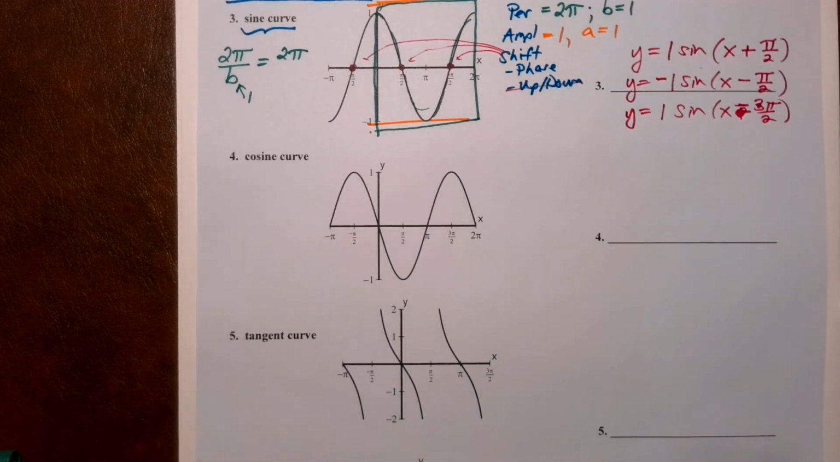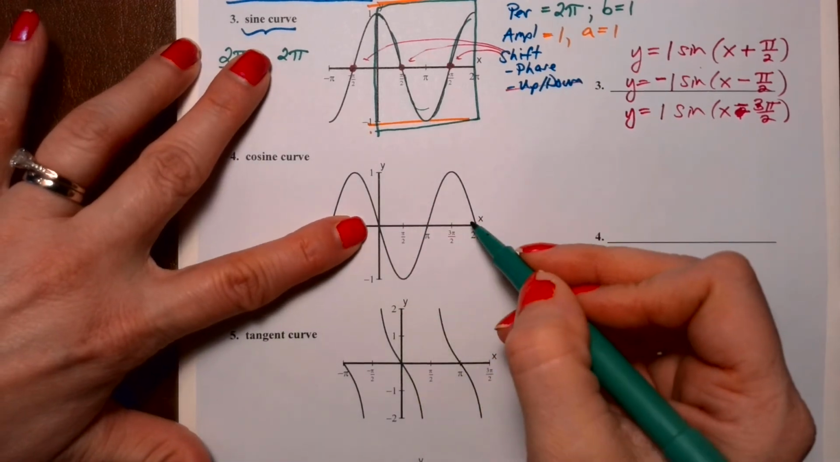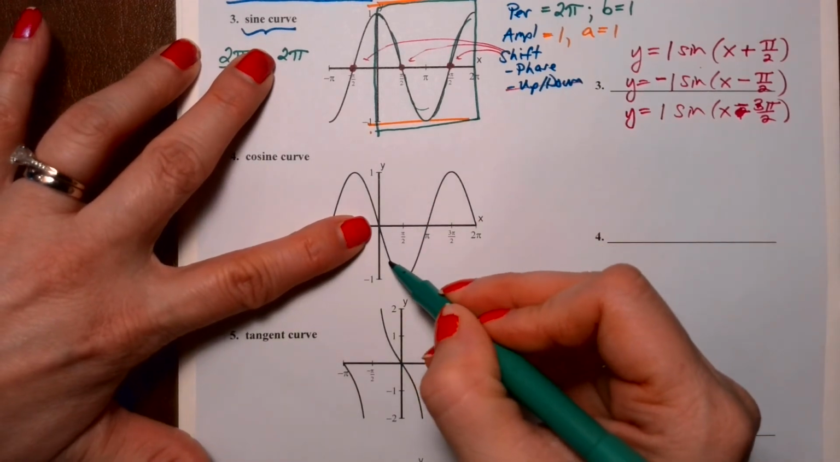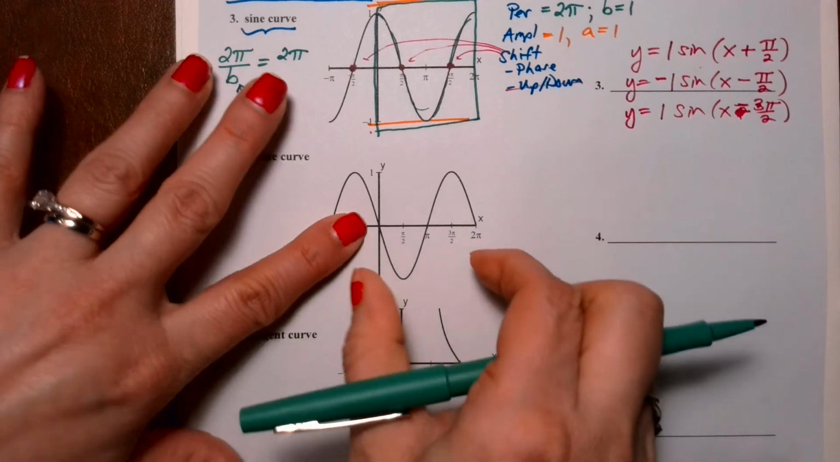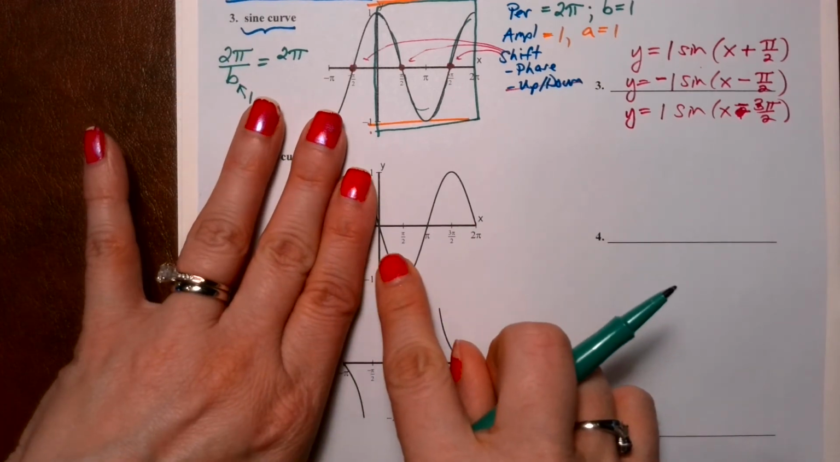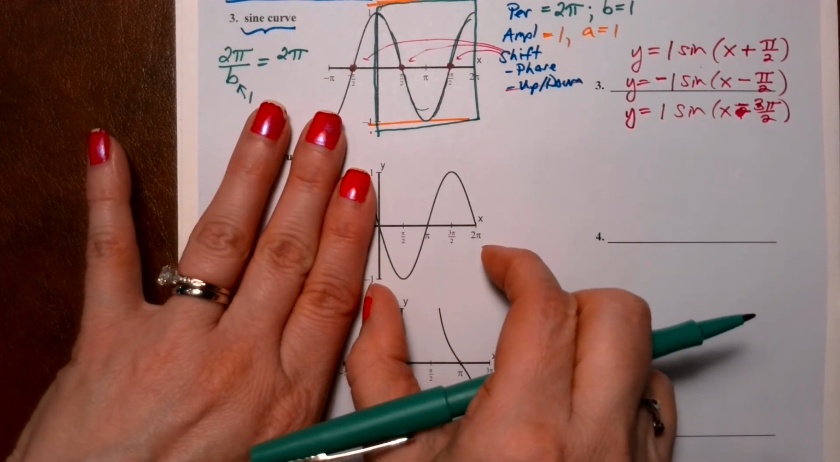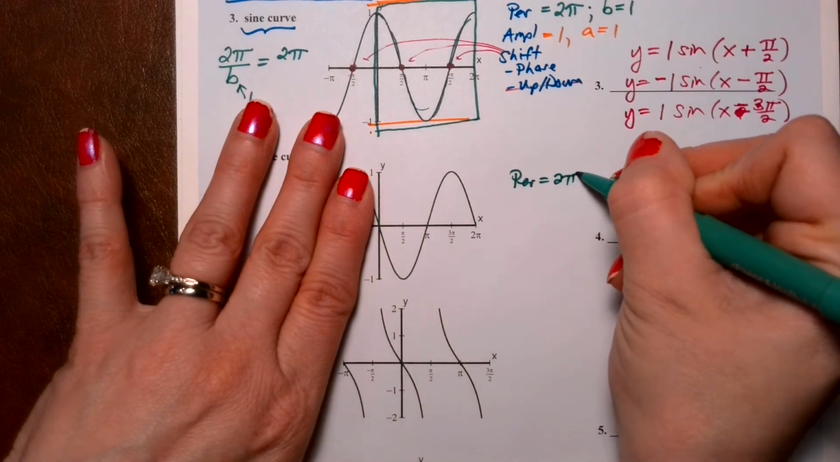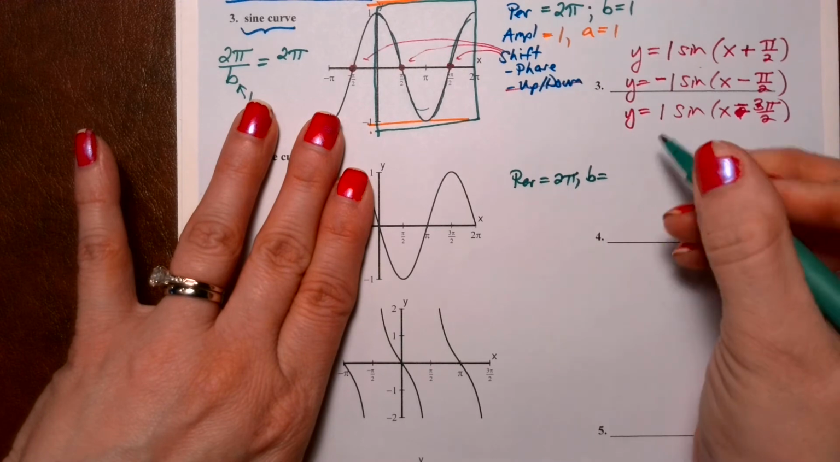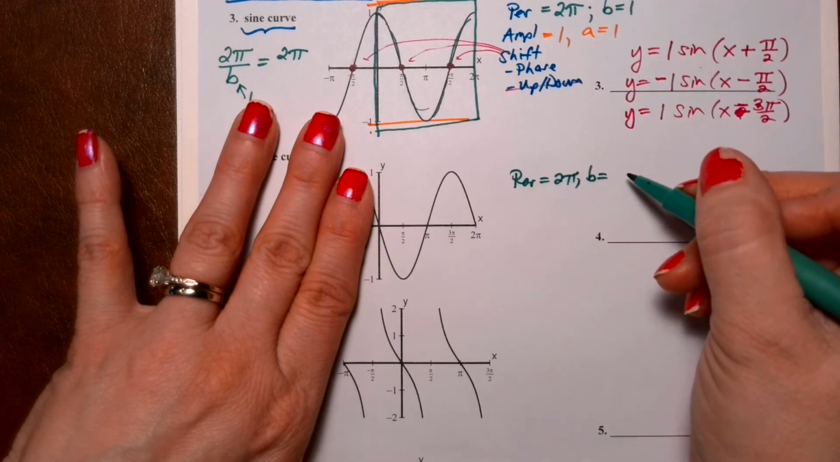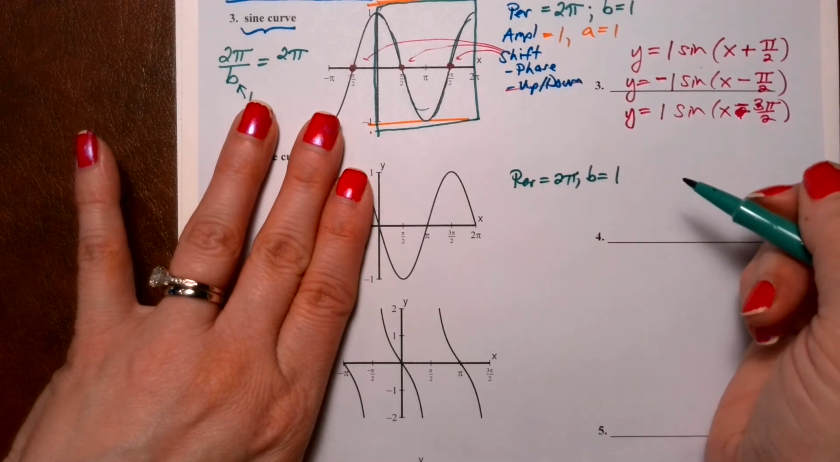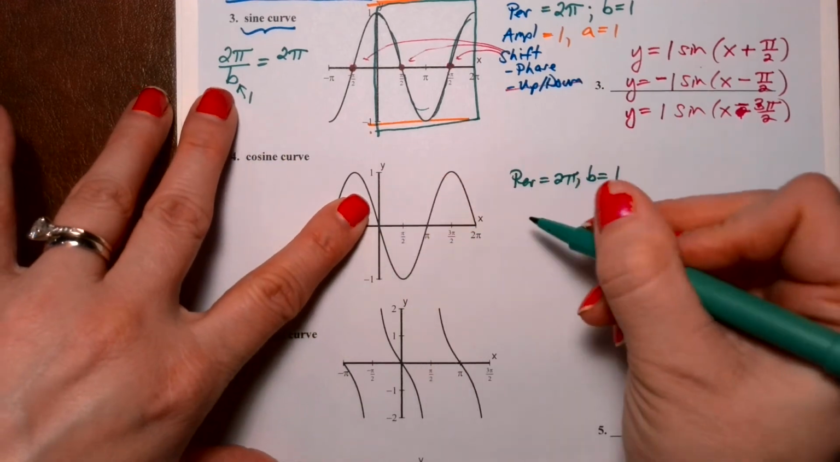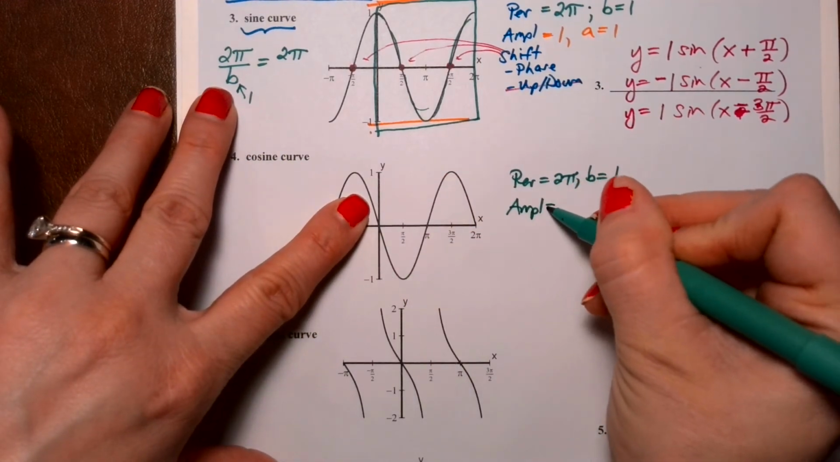Okay, cosine curve. Let's do the period first. Down, up, down. Okay, so that's one complete cycle. And I notice the period is 2 pi. If the period is 2 pi, the b value must be what? 1. The amplitude here is also 1.